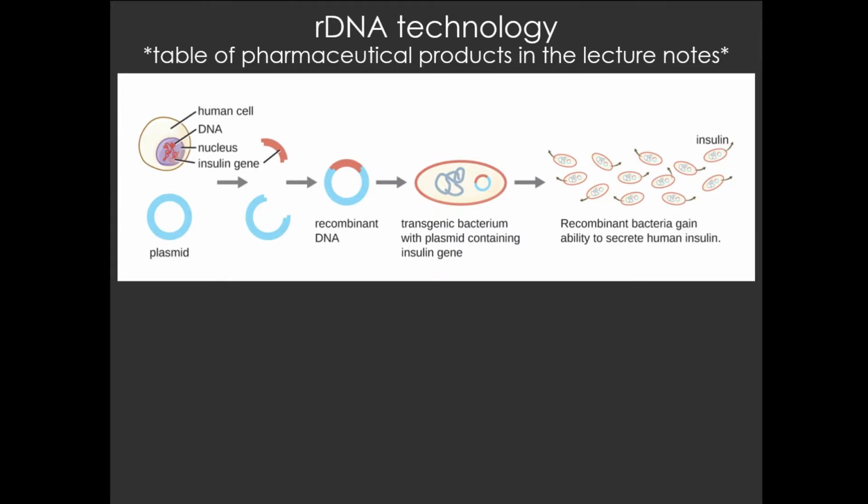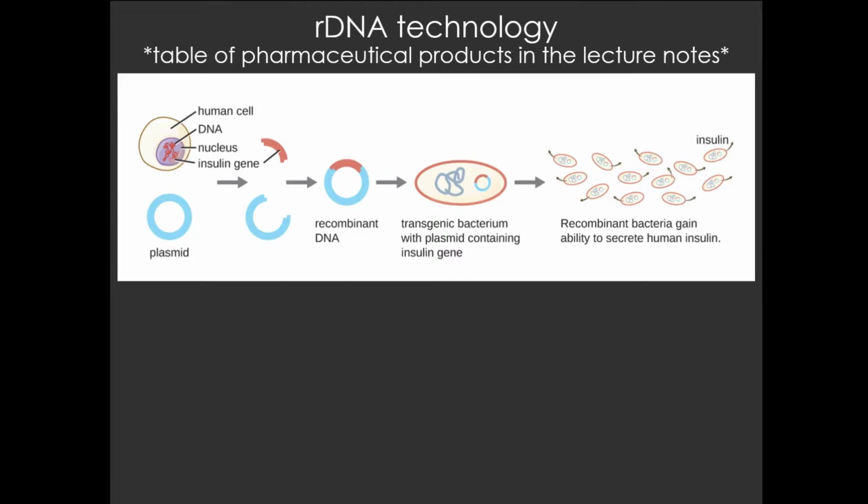So that's the overall process. The question is, how do we make this happen? And the first issue that we have is, how do we cut a gene out of a chromosome? How do we get just a single piece of DNA out of a chromosome? And then how do we cut a plasmid such that we can get that other piece of DNA into the plasmid, creating the recombinant DNA molecule?